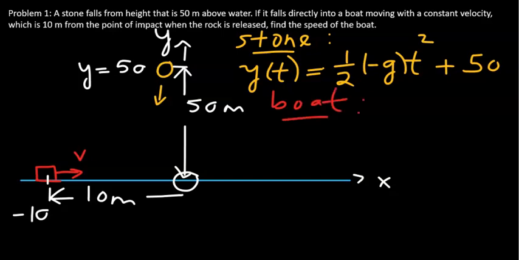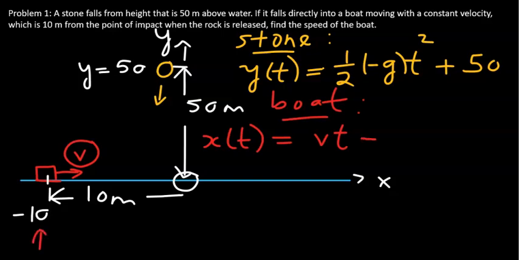equations for the boat. Now it's moving along the x-axis, so it's moving with a constant speed. The position of this boat varies quite simply as that. However, there is an initial position of x equals minus 10, which must be included. There is no acceleration for the boat because it's moving with a constant speed along the x-axis.